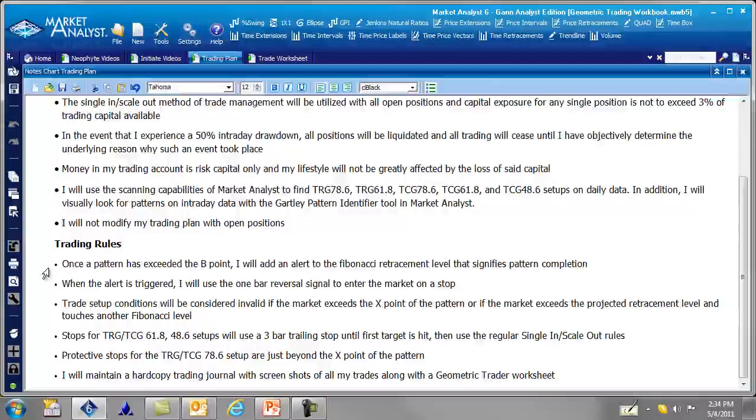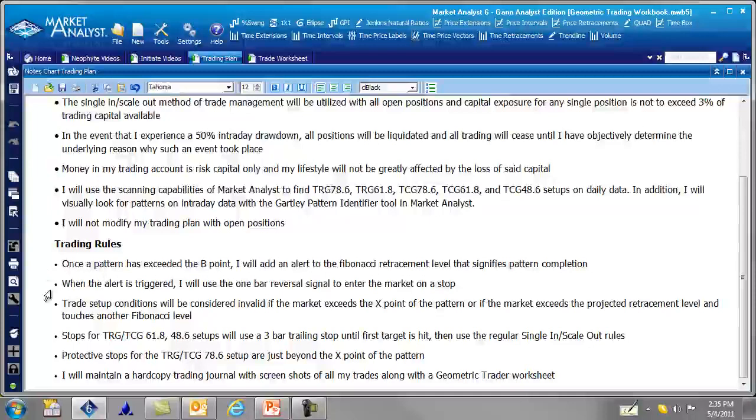At the completion of the C point, we can go ahead and make all the projections we want to identify a potential Gartley pattern. However, it's not until the B point is exceeded that we can get serious about it. So if we're cognizant of when the market exceeds the B point, and the Gartley pattern identifier and scanner will only give you results after the B point has been exceeded. Once that's happened, we can go ahead and add an alert to the Fibonacci retracement.